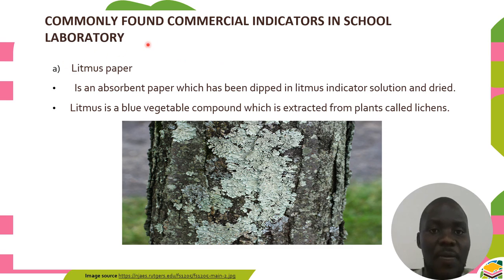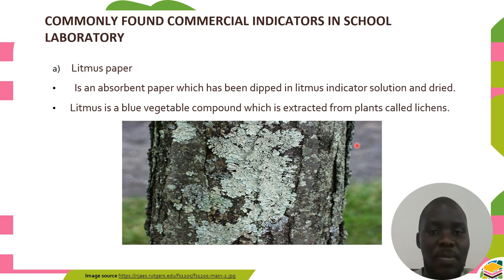Now, commonly found commercial indicators in school laboratory settings. As I said in the previous slides, most commonly found commercial indicators in school laboratories are litmus paper, phenolphthalein indicator, as well as universal indicator. So we're going to look into details of these commonly found commercial indicators. The first one is litmus paper. So what is a litmus paper? A litmus paper is an absorbent paper which has been dipped in litmus indicator solution and dried.